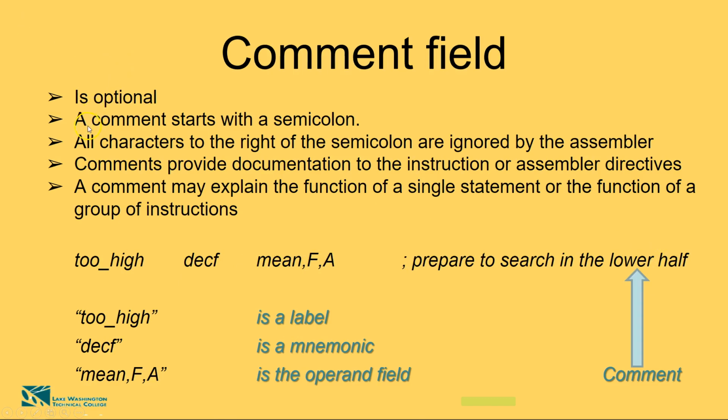So let's quickly read here. A comment starts with a semicolon. All characters to the right of the semicolon are ignored by the assembler. So if you start writing anything after the semicolon, it is not going to be included in your code. It will just act as a comment. Comments provide documentation for the instruction or assembler directives. A comment may explain the function of a single statement or of a group of instructions. So you understand that this is the label, mnemonic, operand field, and whatever you have after the semicolon is your comment.